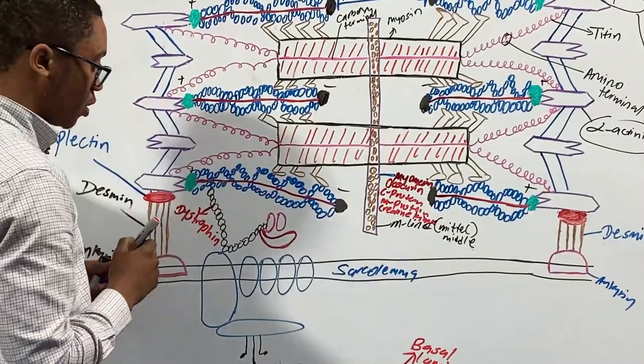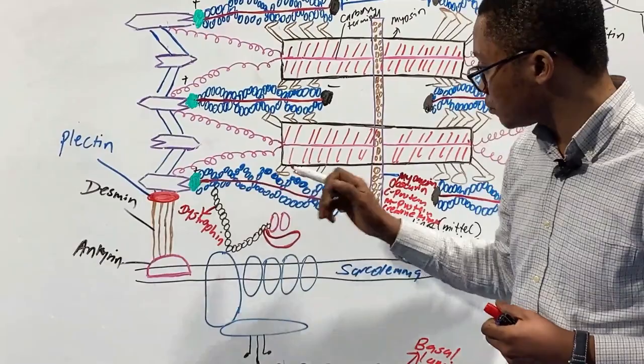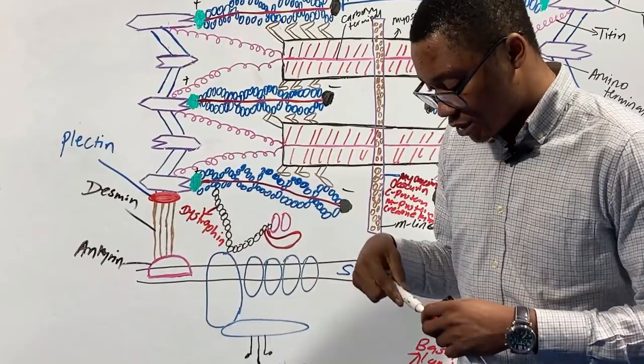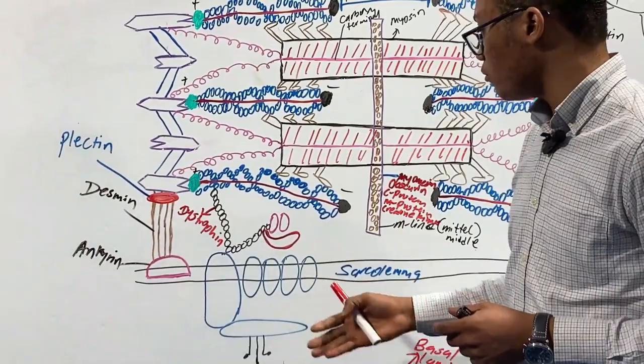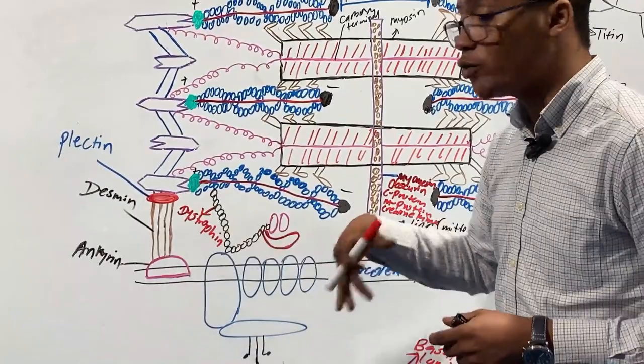What this dystrophin does is connect the actin, this is the actin, to this complex here. These are complexes of proteins scattered along the sarcolemma. We call them the dystrophin-related glycoprotein complexes.